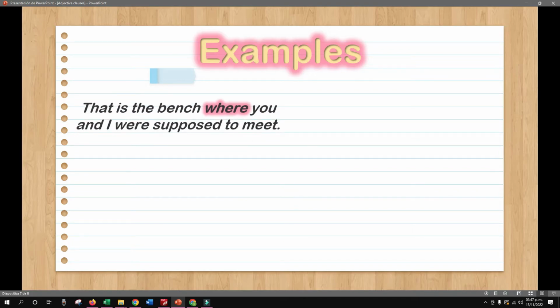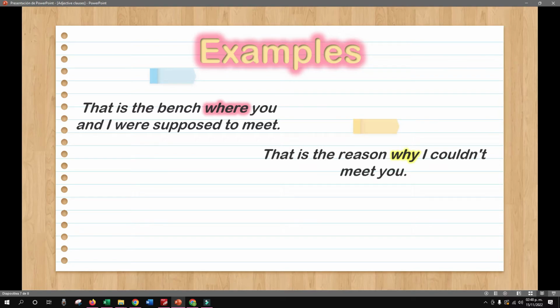For example, that is the bench where you and I were supposed to meet, right? So you and I were supposed to meet. What were you modifying? You're talking about what? The bench. That will be the place, right? So you have, that is the bench where you and I were supposed to meet. So you are adding extra information about the bench or the place in that sentence.